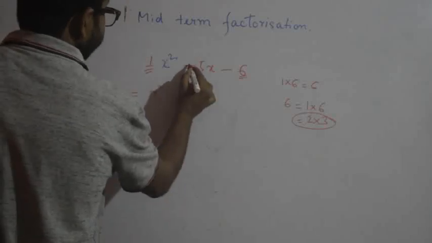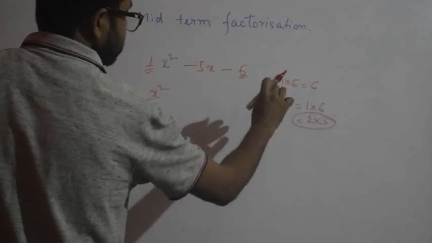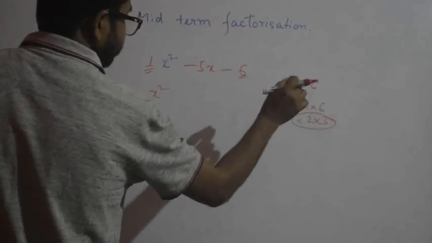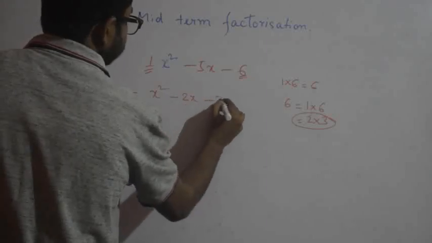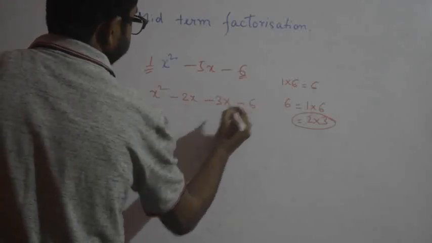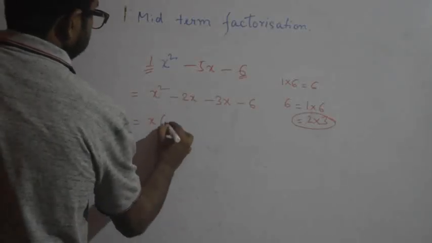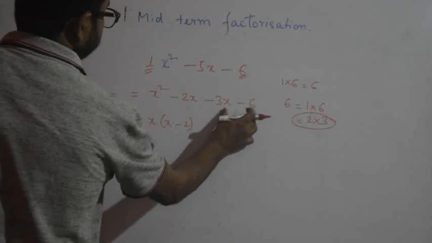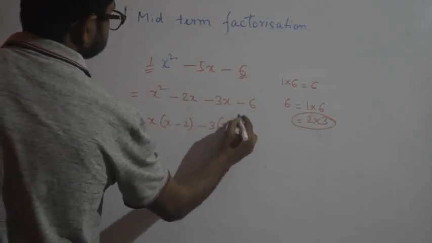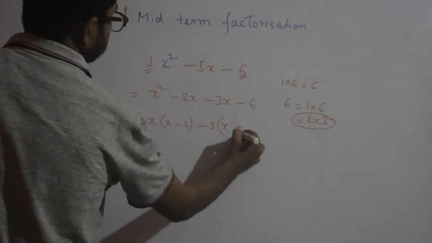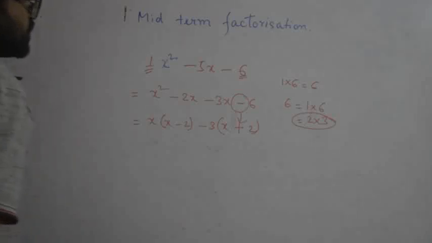So since this is minus, you have to write minus 2, minus 3, because minus and minus, the numbers will get plus, but the sign will be negative. So we can write minus 2x, minus 3x, minus 6. Now if you take common, then from this 2, we have taken minus common. So this sign will change to positive. This particular sign will change to positive.